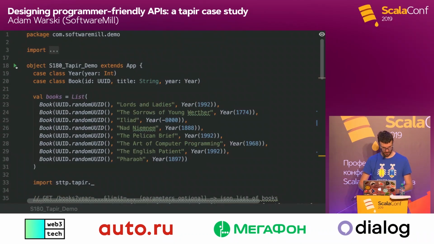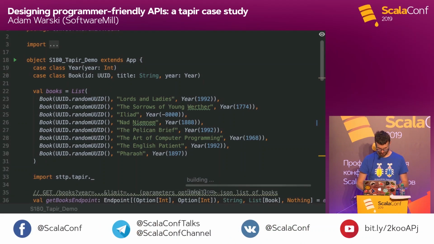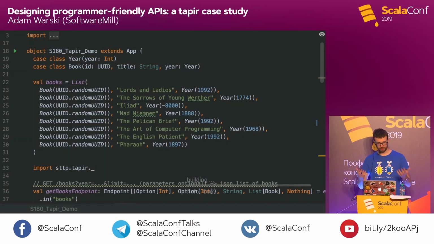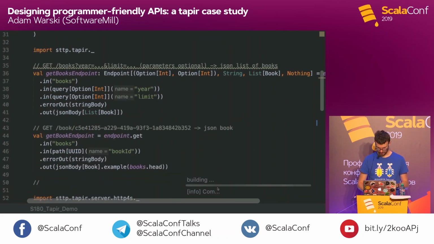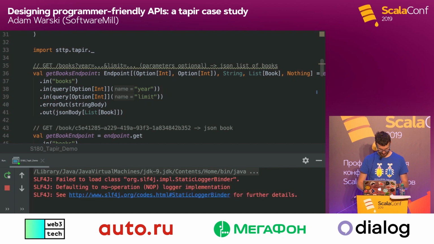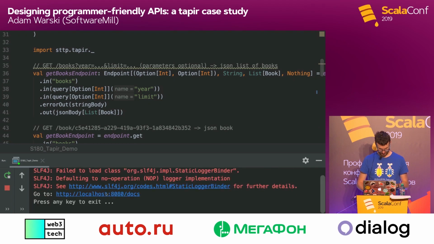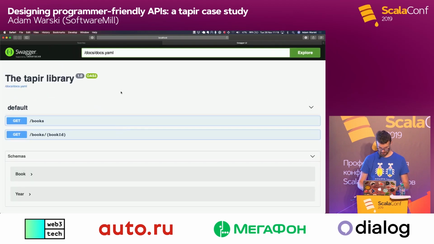Okay, so now we can actually try running that, and we'll see if it works. It should actually compile. And what we should be able to do is we should be able to look at the documentation and invoke these two endpoints. Okay, success. Almost. Yeah. Okay, so we have our documentation generated.